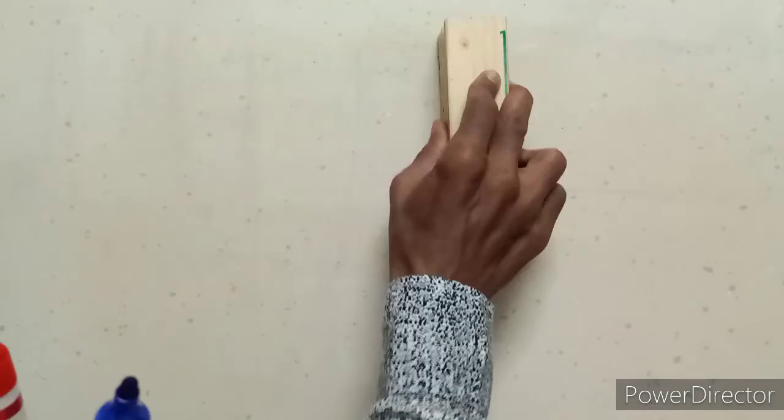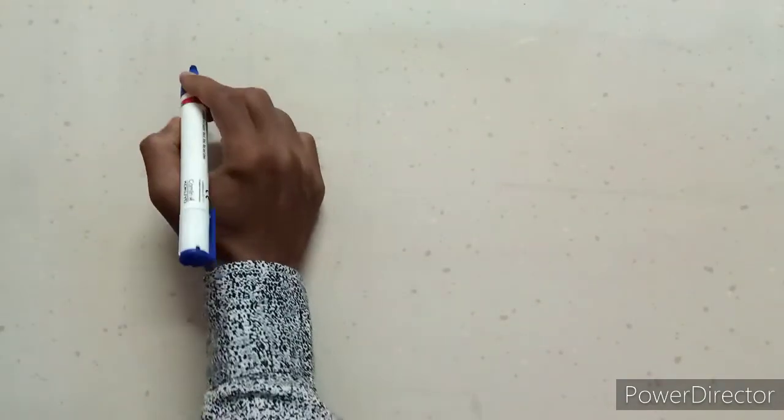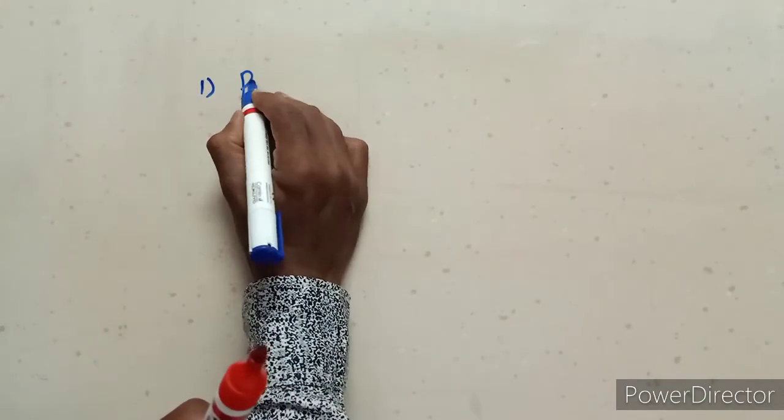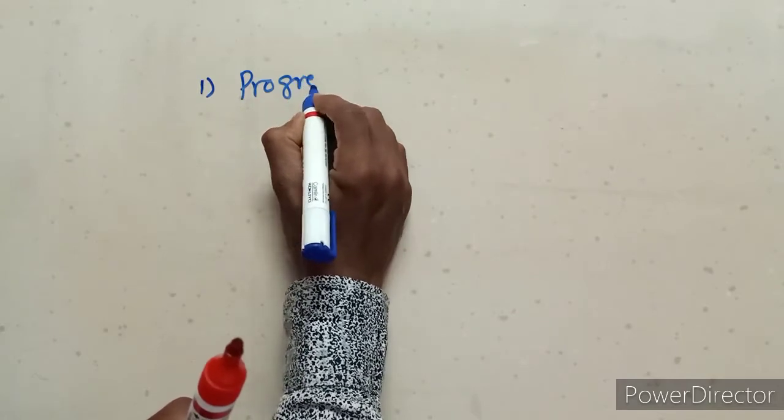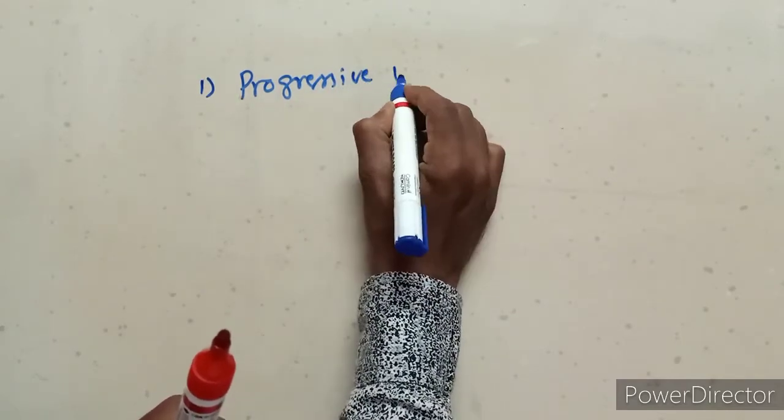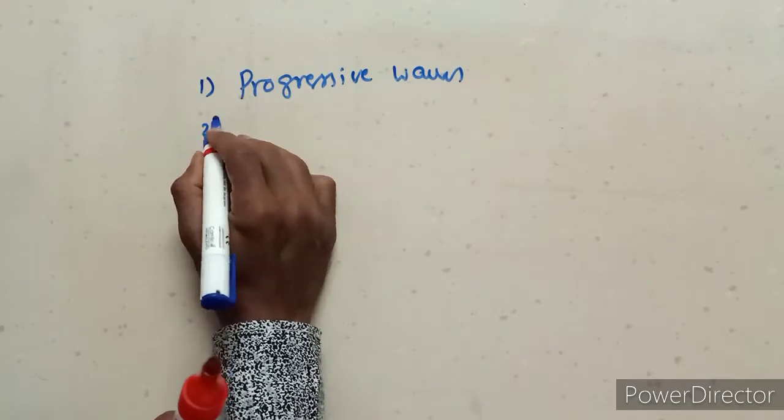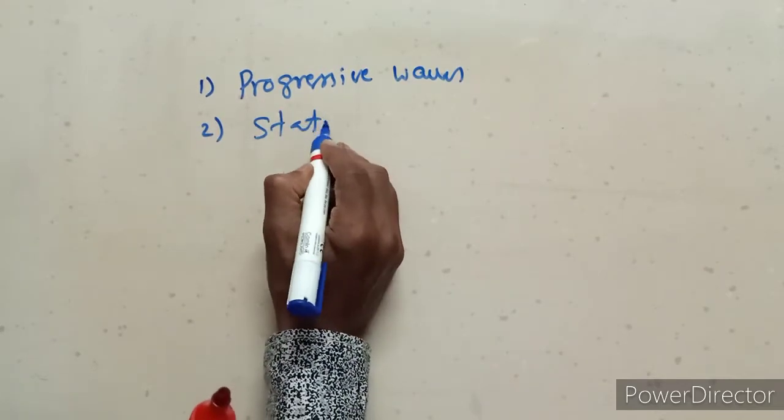Another way, the waves are of two types: progressive waves and stationary waves.